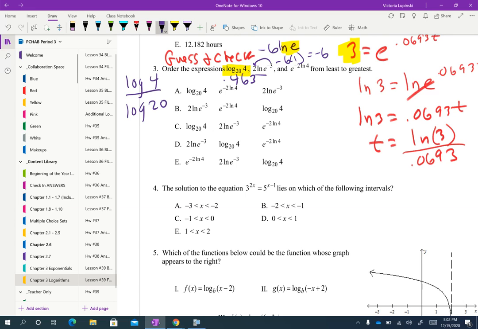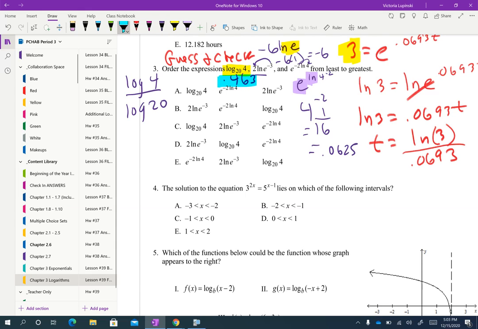And then a similar scenario in the last one. So e to the negative 2 ln of 4, using the properties of logs, you could take that negative 2 and move it up to the exponent, which would give you e to the ln of 4 to the negative 2. If you have e raised to the ln base e, remember those essentially cancel, and all you would be left with is 4 to the negative 2, better known as 1 over 16. Better known as, if you convert it to a decimal, 0.0625.